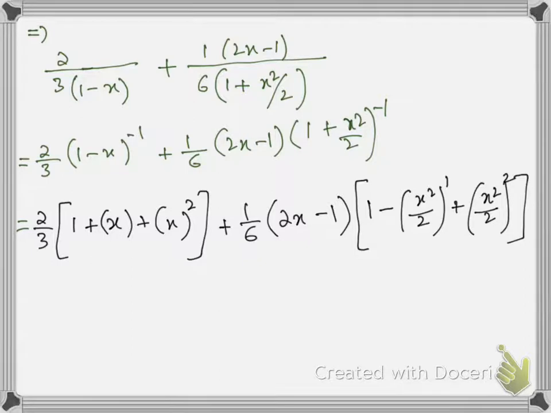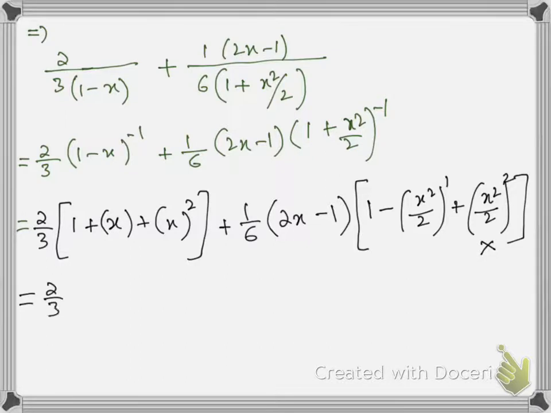Since we need the terms till x square, we have to ignore the higher powers, meaning we have to ignore the third term in the second expansion, because it will become x to the power 4. We don't need this term, therefore we have to ignore this. Let's simplify these two expansions.